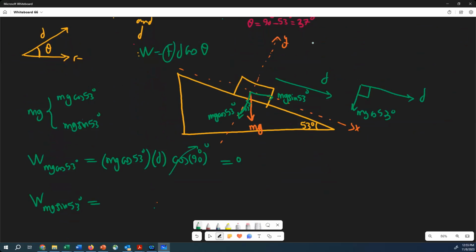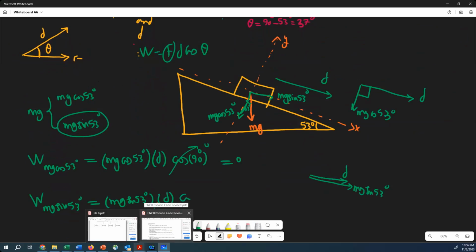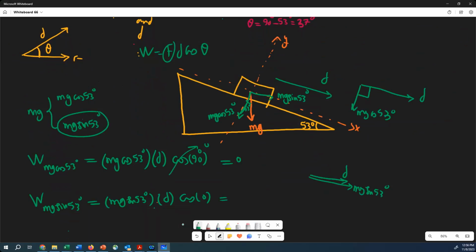Again, calculate the work with the same formula. What is the new F right now? mg sine 53, times d. What is the angle between these two? Now we have mg sine 53, and the d direction is exactly the same direction. The angle between these two is 0 degrees. What is cosine 0? It is 1. So it's going to be mg sine 53 times d.